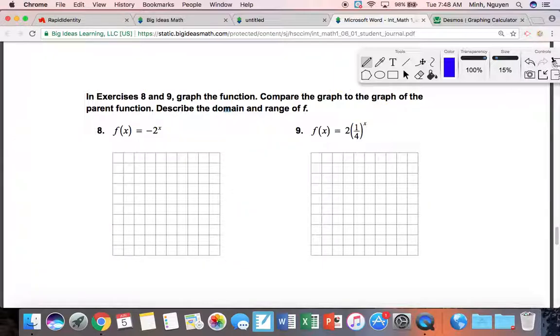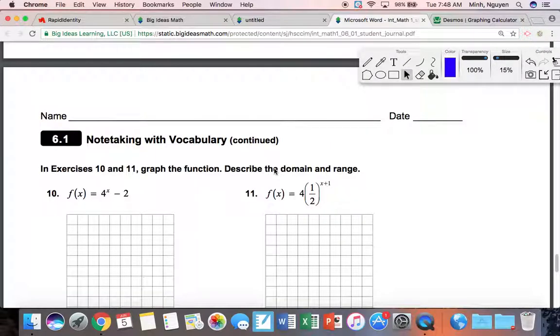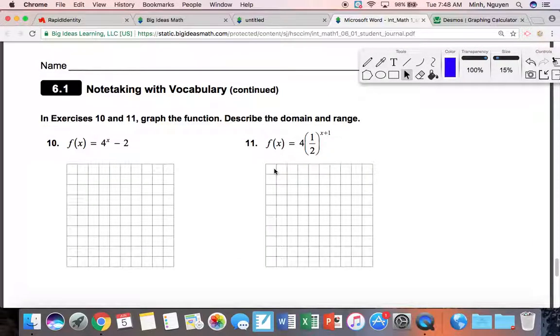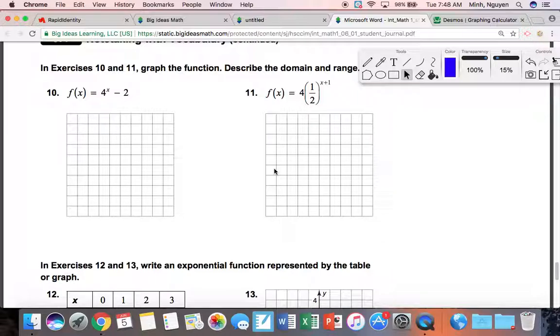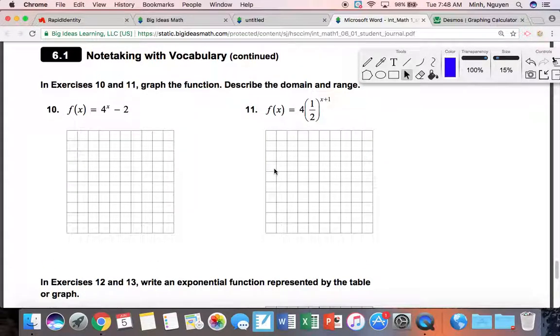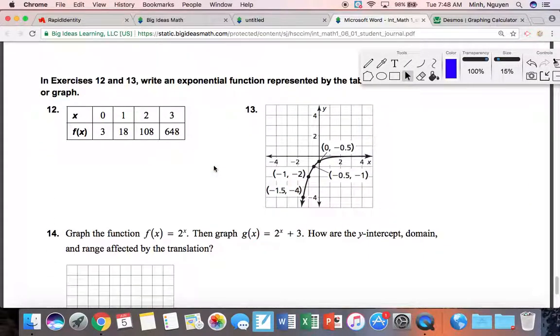All right. So moving on. Graph the function, describe the domain and range. So really, you guys can just punch this into Desmos or your graphing calculator, and then describe the domain, which is x, and the range, which is y. Write an exponential function represented by the table or graph. I don't know why they would do this when you're not that ready yet, but whatever. You just give it your best shot.